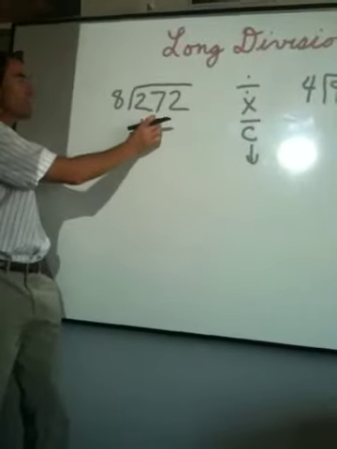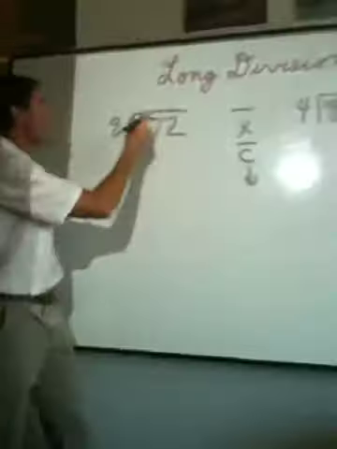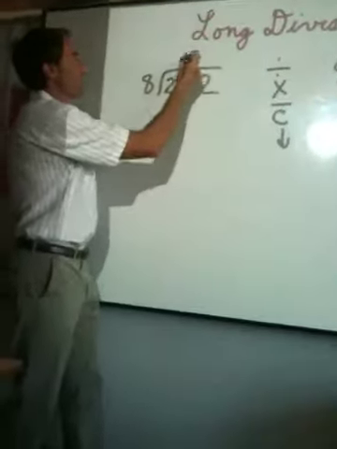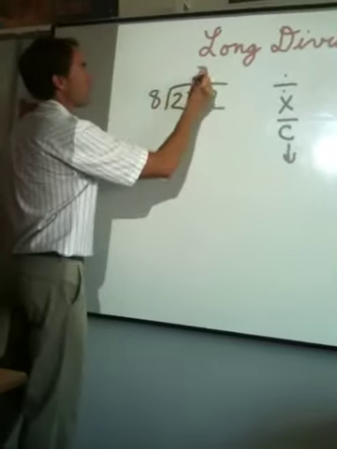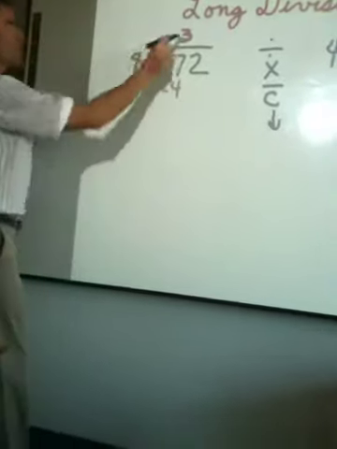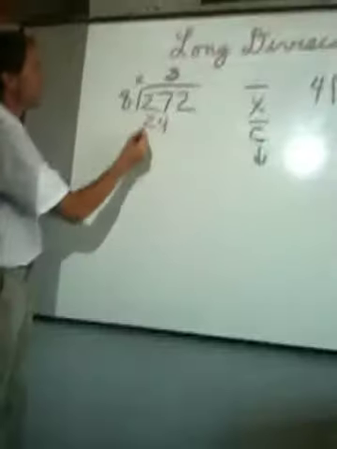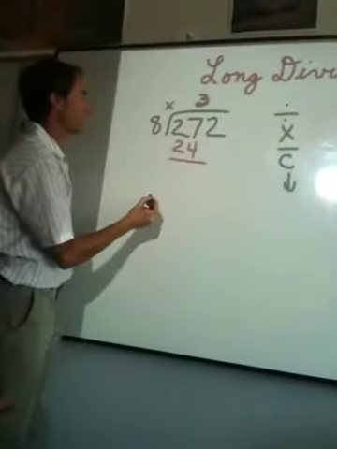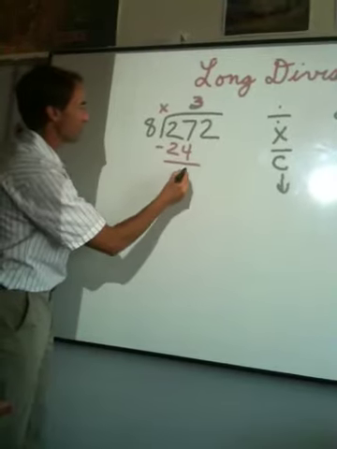3 times. Thumbs up or thumbs down, everybody? Thumbs up, because 8 times 3 is what, boys and girls? 24. 8 times 3 is 24. That's as close as we can get. So the first step was to divide. The second step is to multiply. 8 times 3 is 24. Next step, everybody? Subtract. 27 minus 24 gives us 3.